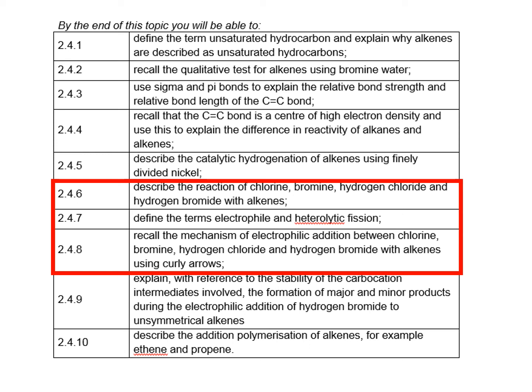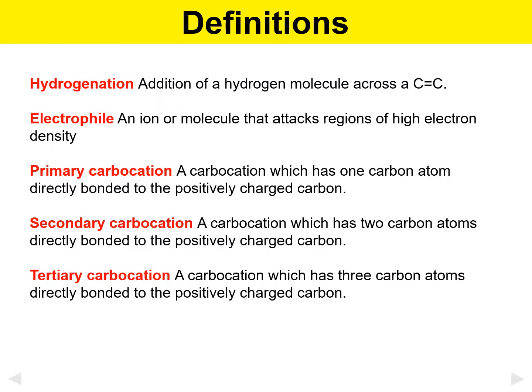In this video, we are going to look at addition reactions and also polymerization. Here are some of the definitions that you will require: hydrogenation, electrophile, and carbocations, primary, secondary, and tertiary. These definitions can all be found on the CIE AS glossary.